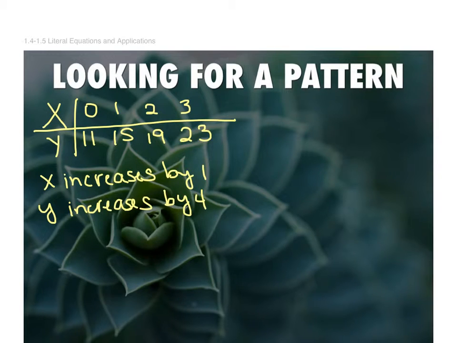So what we have is a constant rate of change, otherwise known as slope. So slope, remember, is the change in y over the change in x. So in science, kind of steal their symbols, change in y over the change in x.